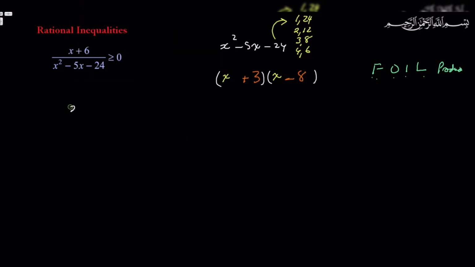So I'm going to rewrite this as x plus 6 over x squared minus 5x minus 24. Sorry, I just rewrote the whole thing. I meant to write the factored form. That's x plus 3 and x minus 8 like this, and this has to be greater than or equal to 0, right? And now it's similar to the problem that we have talked about before.